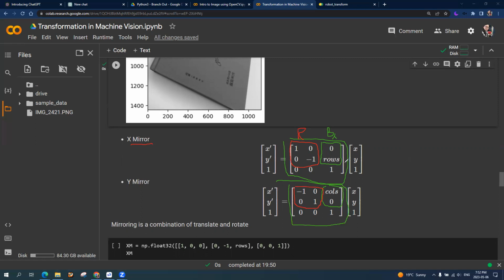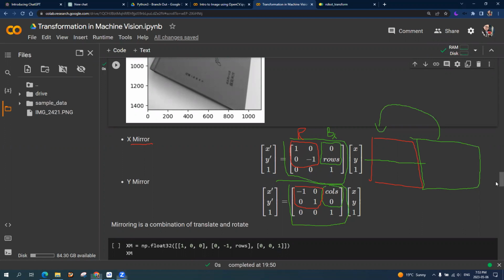So if you think about it, it kind of makes sense. Say you have an image. At first I move it here, and then I rotate it by 180 degrees. And that is the X mirroring, mirrored by this axis, right? So the mirroring is done by a combination of rotation and translation.